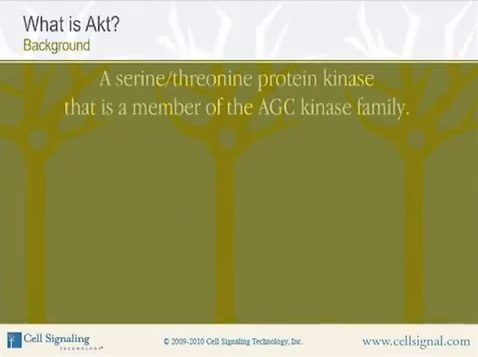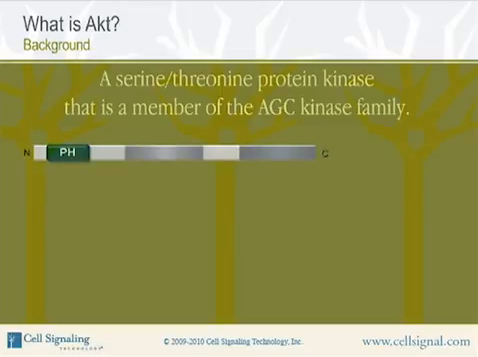AKT is a serine-threonine protein kinase that is a member of the AGC kinase family. AKT, which is also called PKB, was originally discovered as an oncogene within the mouse leukemia virus AKT8, also known as VAKT. AKT, like other members of this kinase family, has an N-terminal pleckstrin homology domain, also called PH domain, a conserved kinase domain, and a hydrophobic C-terminal regulatory domain and turn motif.